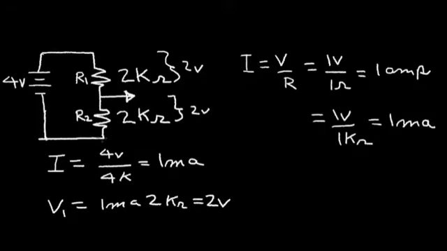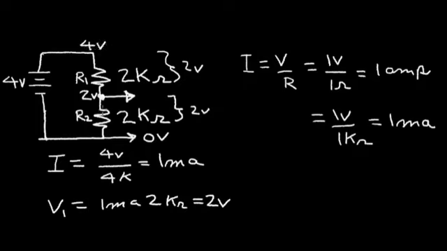So I can say that this point in the circuit is, let's call that 0 volts. Now this point, midway between these resistors, is 2 volts. And the voltage at the top of R1 is the battery voltage, or 4 volts.